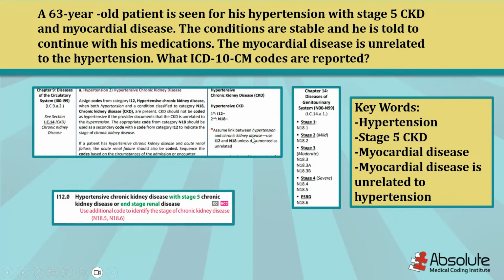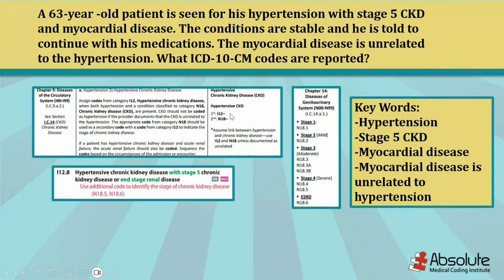So our first code, we're going back to the category from I-12. So we're going to land on I12.0, which is hypertensive chronic kidney disease with stage 5 chronic kidney disease or end stage renal disease. And so it says right here, under here, use additional code to identify the stage of chronic kidney disease.